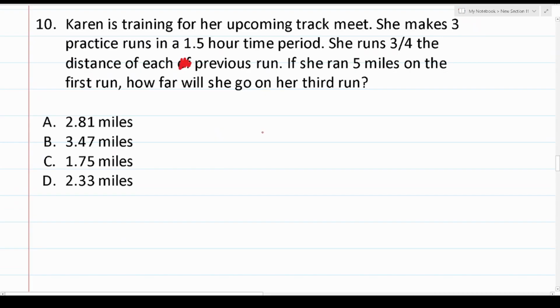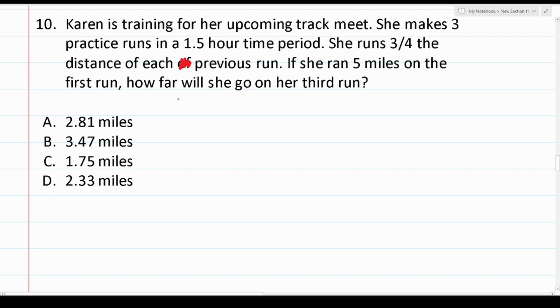10 says Karen is training for her upcoming track meet. She makes 3 practice runs in a 1.5 hour time period. She runs 3/4 the distance of each previous run. If she ran 5 miles on the first run, how far will she go on her third run? So for this one, there's nothing too difficult about solving it. That said, there's a lot going on in this problem. Let's start with what's given.